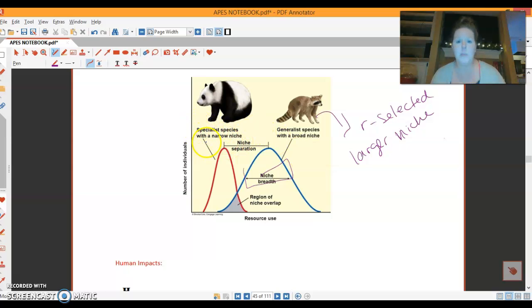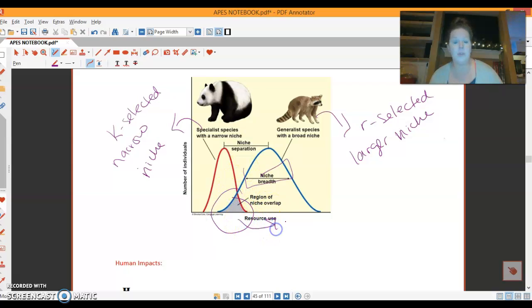Now, then you've got your specialist series, and these are going to be our K-selected. And if you see right here, it's much narrower. So it's a narrow niche. Okay, that's how those two are different. Now, there are regions where they can overlap, but as you know, this can lead to competition, which animals honestly try to avoid at all costs because it leads to death.